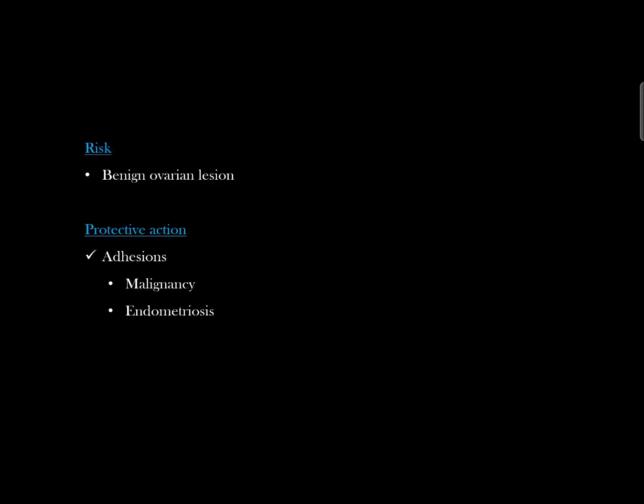So, the basic risk factor that we see for ovarian torsion to occur is the presence of a benign ovarian lesion. Surprisingly, the protective factor against the occurrence of ovarian torsion is found to be the presence of adhesions, which might be secondary to malignancy, endometriosis, PID, etc.